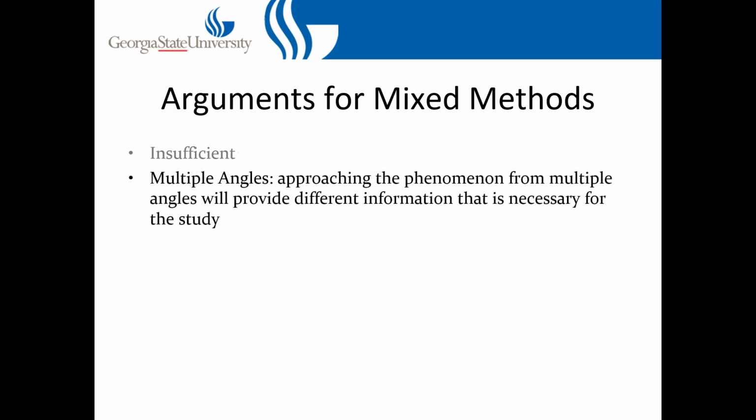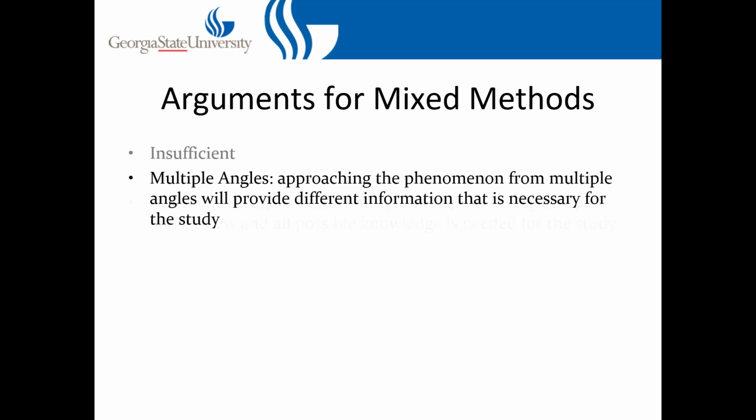The next argument for mixed methods is called multiple angles. Multiple angles is different than insufficient because multiple angles is the argument that if I approach this topic from different perspectives, I will understand it in a deeper manner. Insufficient says it will be incomplete. Multiple says that you will have different information from different perspectives. So there are some scholars out there who argue insufficient and multiple angles are the same, and there's some scholars who argue that insufficient and multiple angles are distinctly different. So it's good to understand the nuance between the two.